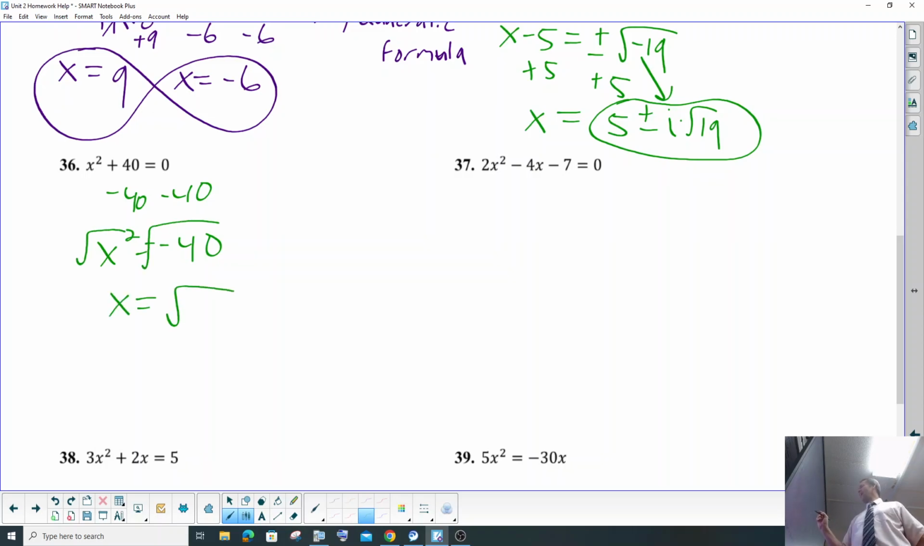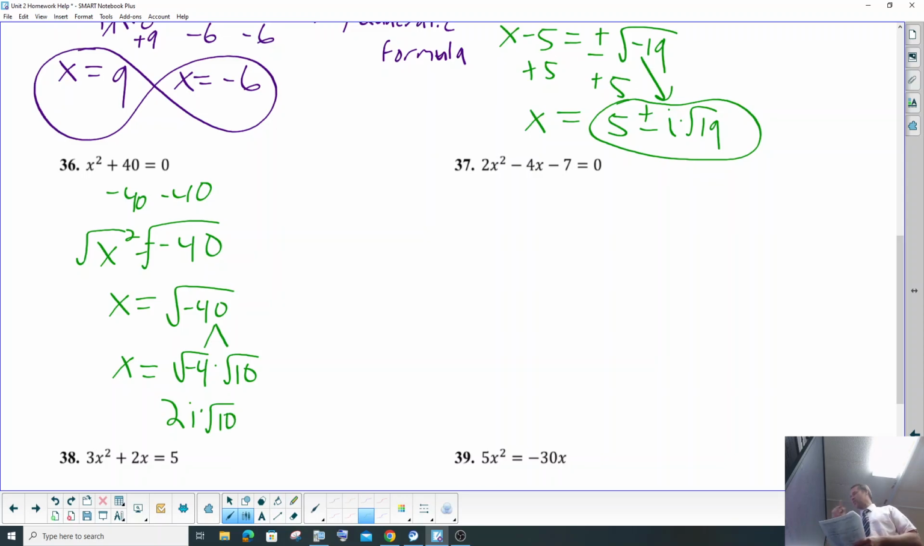And so, wow, negative 40. Doesn't that break down? Yeah, like 4 and 10. Is there a bigger one maybe? 20 and 2. Probably just 4 and 10. And so we get the square root of negative 4 times 10. That's negative 40. I did it really smart there, right? I chose those numbers because I know what the square root of negative 4 is, and the square root of negative 4 is 2i, with our square root of negative 10.